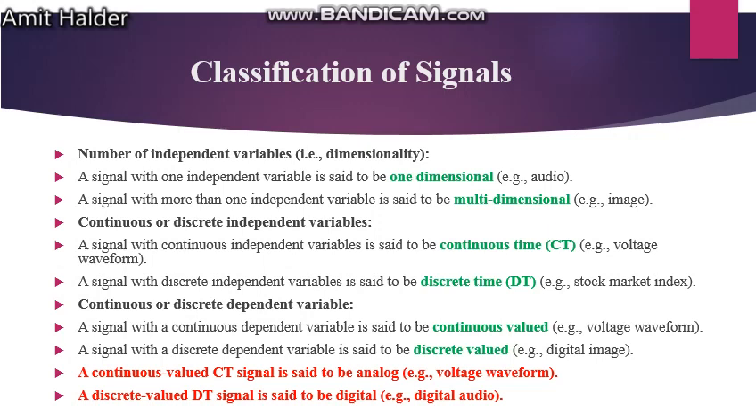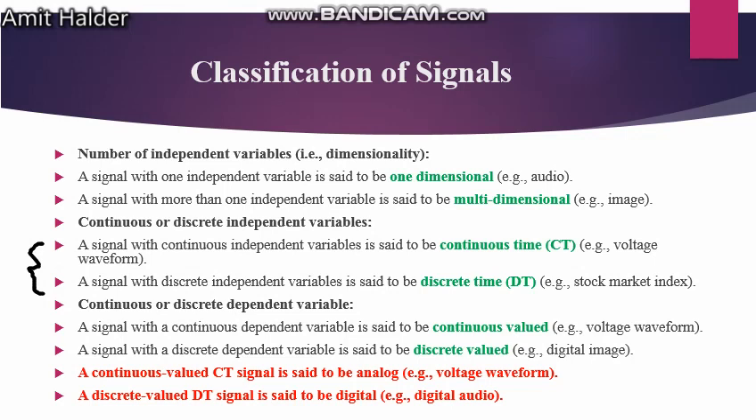So my dear students, as we came back to our lecture, now there is a signal classification that I have told you before. I have told you the number of independent variables, how that works, continuous or discrete independent variables, how that works, and how that shows us how we can understand the signals. There is another signal classification, that's continuous or discrete dependent variables. So it is basically a division of these two signals, continuous time signal and discrete time signal.